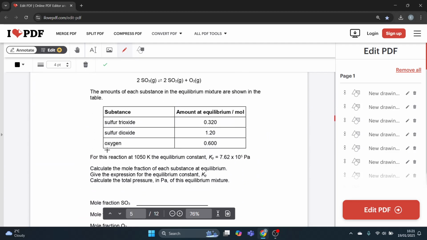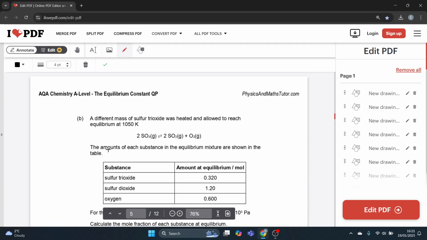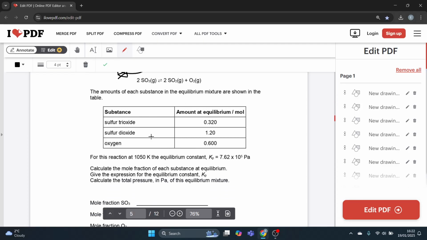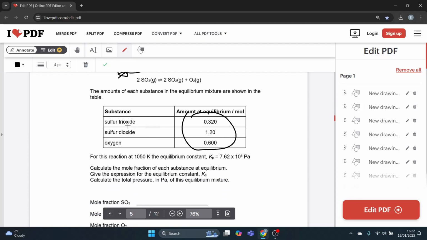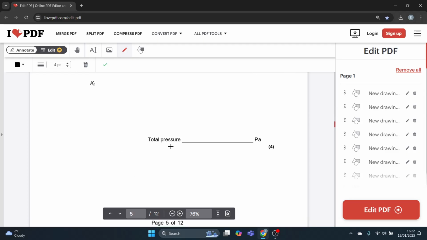And part B says different masses of sulfur trioxide were heated and allowed to reach equilibrium at that temperature. It's in Kelvin, perfect. The amount of substance of each at equilibrium, this is equilibrium moles, that's key. You're giving me Kp. Calculate the mole fraction of each substance at equilibrium. Give the expression for the equilibrium constant Kp. Calculate the total pressure in pascals of this equilibrium mixture.